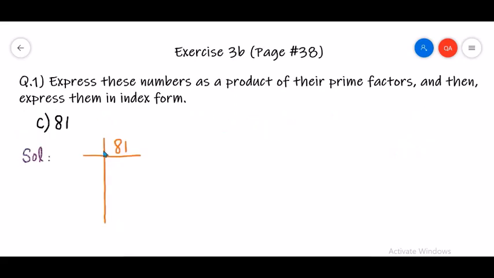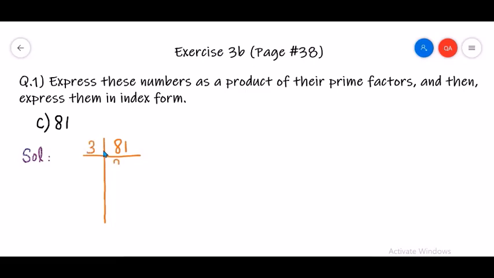Come to the next part. Here we have 81. Let's factorize 81. If we think about this number 81, it is an odd number. So the smallest odd prime number will be 3. Let's check its divisibility by 3. For this, we will add the digits of 81, like 8 plus 1, which is equal to 9. And 9 is divisible by 3. So here we will write 3.